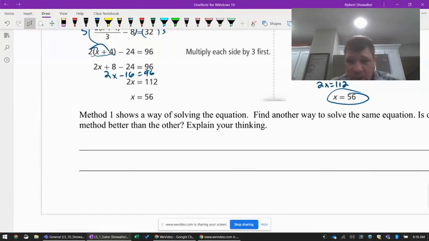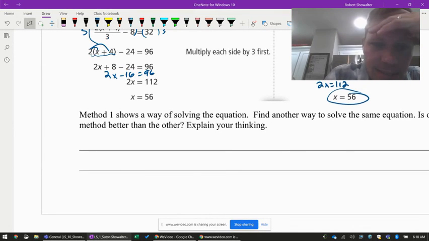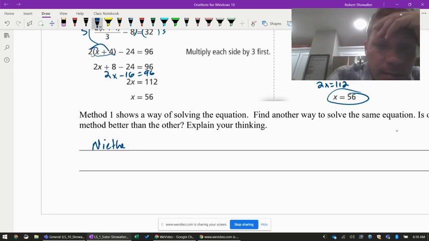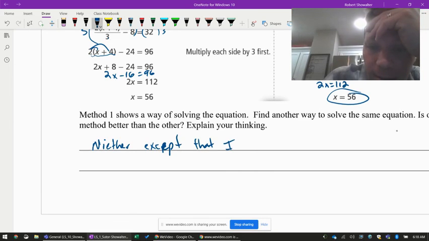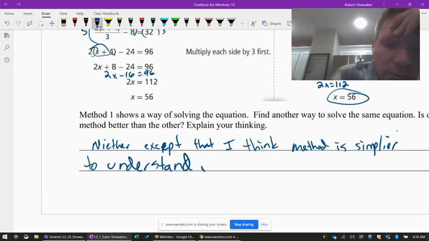Same way. There's the phrase that I'll use, is that all correct mathematical roads lead to the correct mathematical answer. And that's the case here. So which one's better? Neither. And I would say neither, except that I think, this is a personal preference, method 2 is simpler to understand. That's just me. But you could do it either way if you feel like it, whichever one you see best.